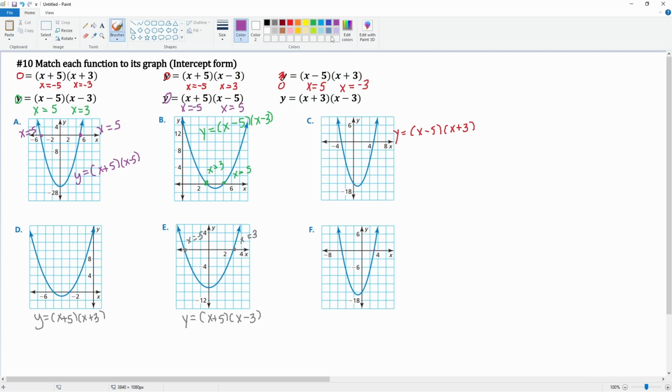And then the last one, let's make this pink. Make this a 0. So x is equal to -3 and x is equal to 3. Where is that one? It would be this one. Okay, x is equal to 3 here and x is equal to -3 here. So this one would be y is equal to x plus 3 and x minus 3. Right, so there you go. You match all the functions with their graphs in intercept form.